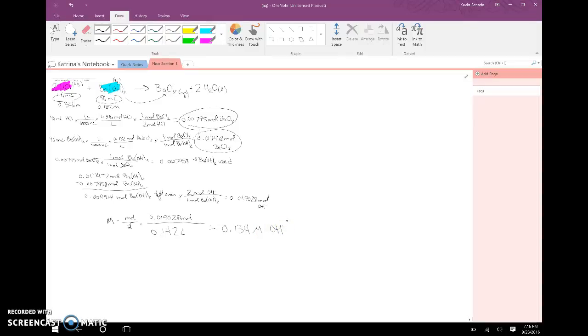Quick check in on sig figs. I've only got 2 sig figs in either of these numbers, so I'm going to round it one last time to 0.13 molar is our concentration for our OH minus ion, which is in excess. There you got it.